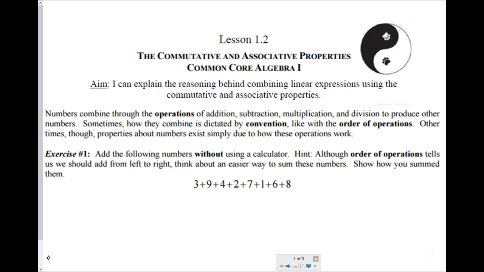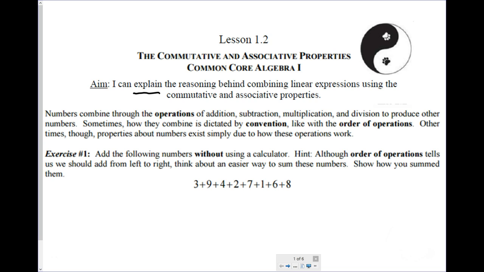Today we're going to talk about the commutative and associative properties. Your aim in this lesson is that you can explain the reasoning behind combining linear expressions using the commutative and associative properties. Let's take a look.